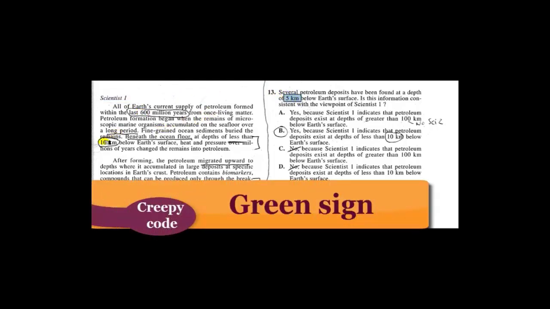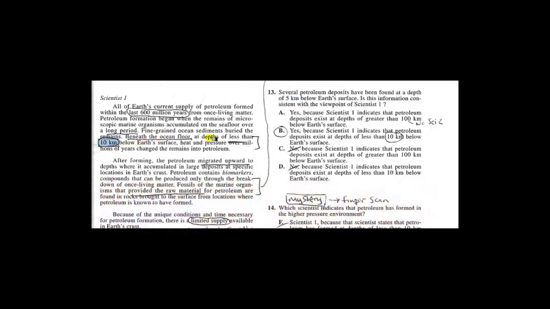Here it says 5 kilometers. When we go down here, the number that pops off the page is the number 10. Beneath the ocean floor at depths of less than 10 kilometers below the surface, heat and pressure serve to change the remains into petroleum. So the answer right away from Scientist 1, paragraph 1, is going to be yes. We can go ahead and cross out the answer choices that say no, because it is consistent. Remember, for 10 kilometers, it says less.